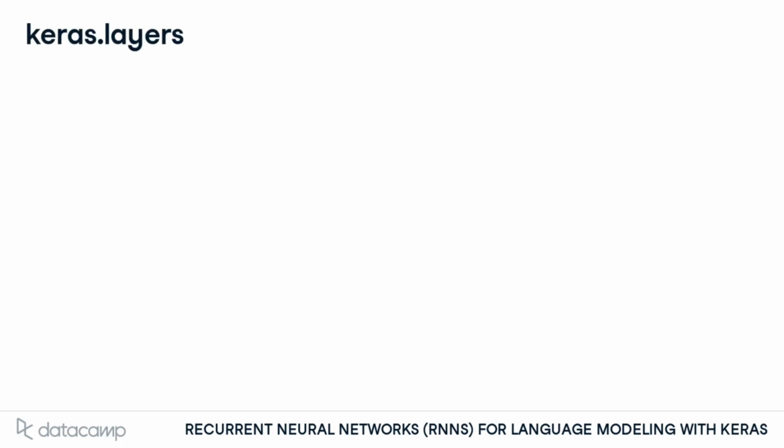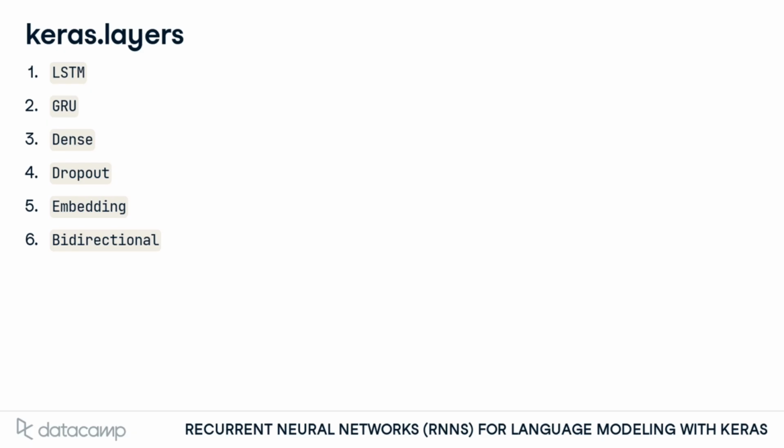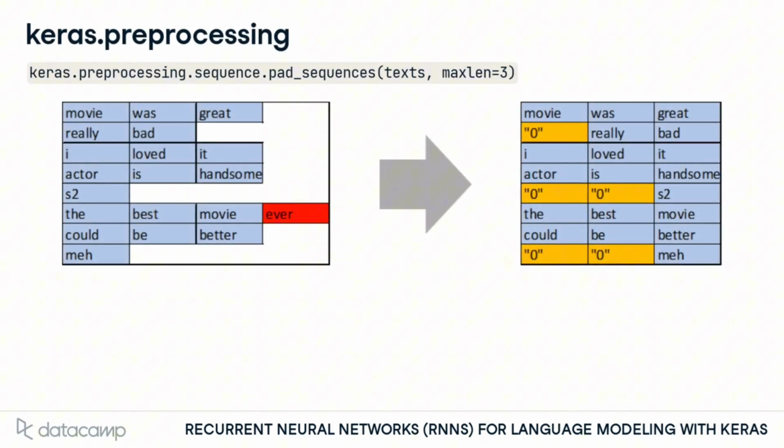Keras layers contains the different types of layers, including the LSTM and GRU cells. Other layers that we will use are dense, dropout, embedding, and bidirectional. Keras preprocessing contains useful functions for pre-processing the data, such as the pad sequences method that transforms text data into fixed-length vectors. In the example, we padded the text to equal length of 3.